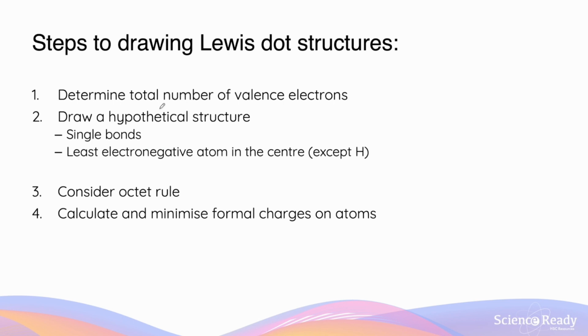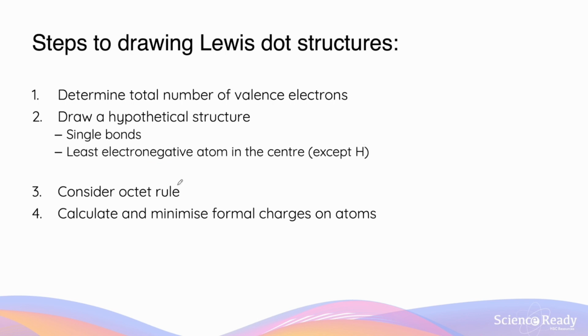There are a number of steps involved when you're drawing the Lewis dot structure. The first step is the most important: determine the total number of valence electrons each atom has and all together in the molecule. Once you have determined the total number of valence electrons, you then need to draw a hypothetical structure by connecting the atoms via single bonds and placing the least electronegative atom in the center of the molecule. The exception to this rule is hydrogen. Because it only has one electron in its outermost shell, it cannot be the central atom.